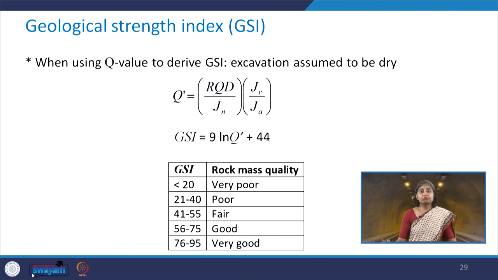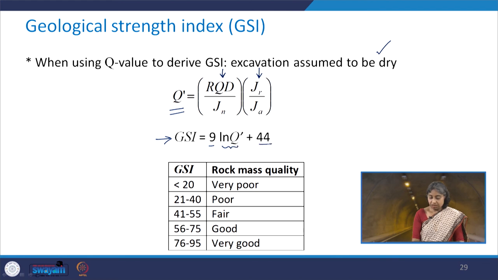Now, when you use the Q value to derive GSI, it is assumed that the excavation will be dry. Then we define another parameter, that is Q prime, where the third quotient is not present. So you have only the two quotients: the first one is RQD by Jn and the second one is Jr upon Ja, and hence GSI can be determined using this expression, that is 9 ln Q prime plus 44. Now, once I know GSI, how can we classify the rock mass?